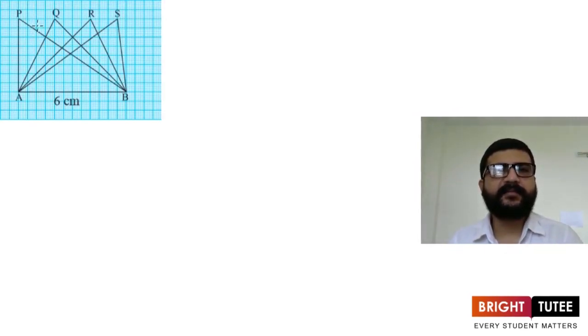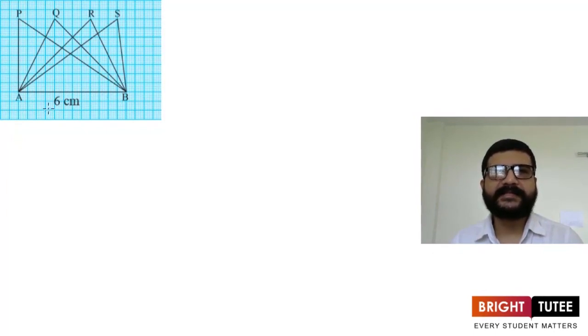So in this figure there are four triangles. One is triangle PAB, and then QAB, RAB and SAB. These are four different triangles. So what do you think about their areas? As we know, area of a triangle is equal to half into base into height. So here base of all the triangles we can consider as AB. So base is equal.